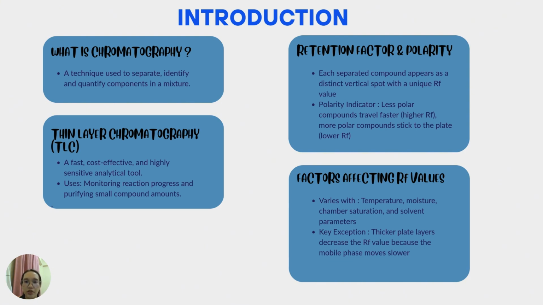Next, retention factor and polarity. Each separated compound appears as a distinct vertical spot with a unique retention factor, RF, value. Polarity indicator: less polar compounds travel faster, which causes a high RF. More polar compounds stick to the plate, which causes a low RF. Factors affecting the RF values include temperature, moisture, chamber saturation, and solvent parameters. And the key exception is that thicker plate layers decrease the RF value because the mobile phase moves slower.